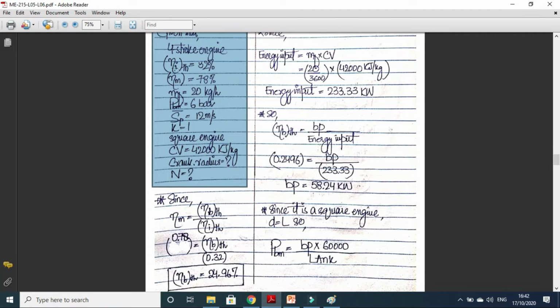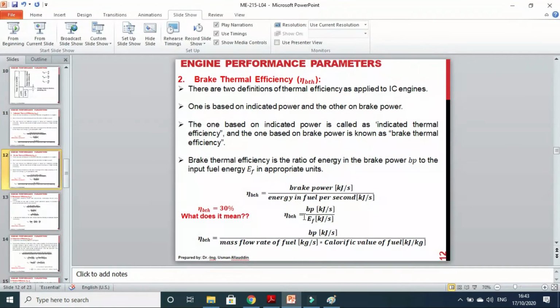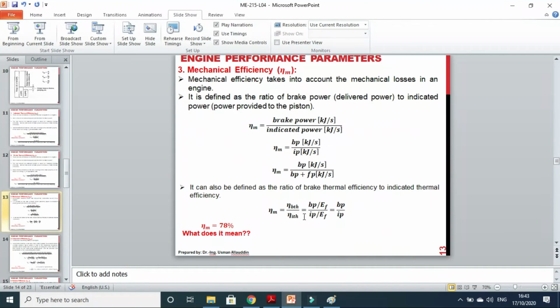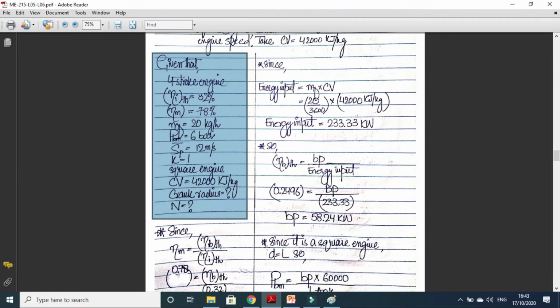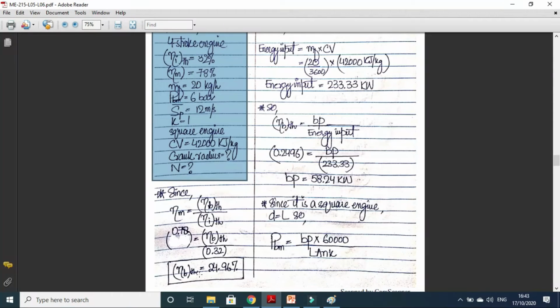So we can see that indicated thermal efficiency is given and mechanical efficiency is given, and we know that mechanical efficiency is equal to brake thermal efficiency divided by indicated thermal efficiency. So with this formula we can easily find the brake thermal efficiency. So brake thermal efficiency is coming out to be 24.96%. This is very easy.